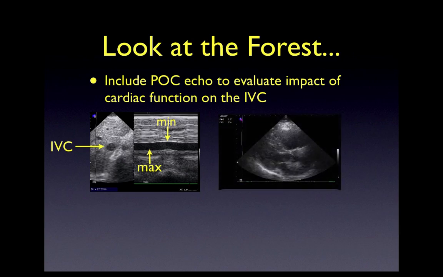This is the point of care echo that corresponds to this patient. This is a parasternal long axis view. You can see that the right ventricle is dilated and its diameter is significantly larger than the left ventricle. This is consistent with right ventricular failure, which in this case is likely the cause of this patient's plethoric IVC, rather than being from excessive intravascular volume.